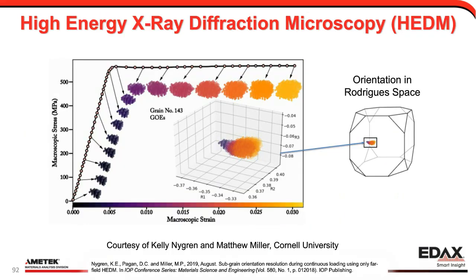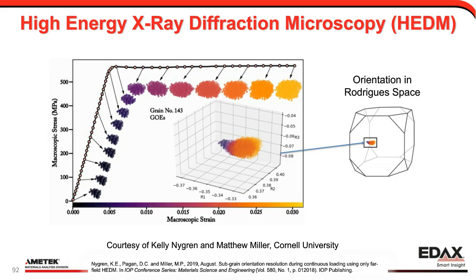Now, going up another level in resolution, there's also the high energy X-ray diffraction microscopy. This is increasing the resolution, as they've improved these measurements over time. This is results from Matt Miller's group, and one of his students, Kelly Nygren, at Cornell. And I think this is a really nice image. What you see is a grain, tracking the stress that develops within a grain with strain. And you can see where this orientation is in Rodrigues space. So not only do you track the strain, but you can track the change in orientation.